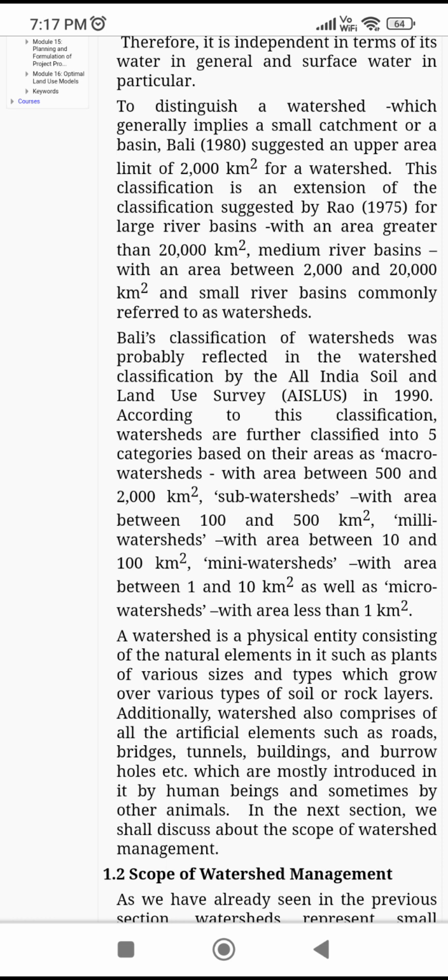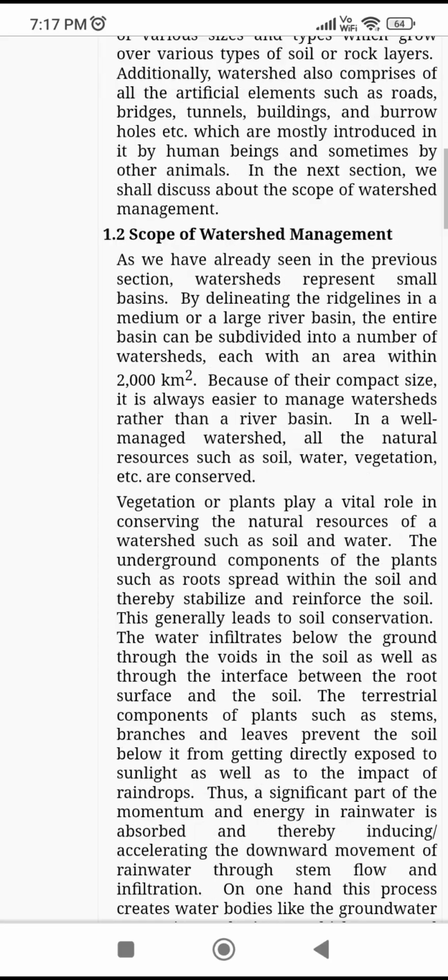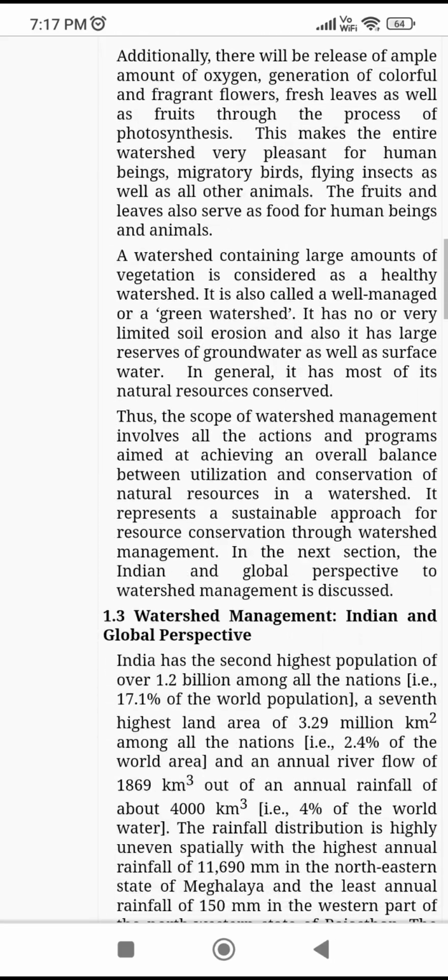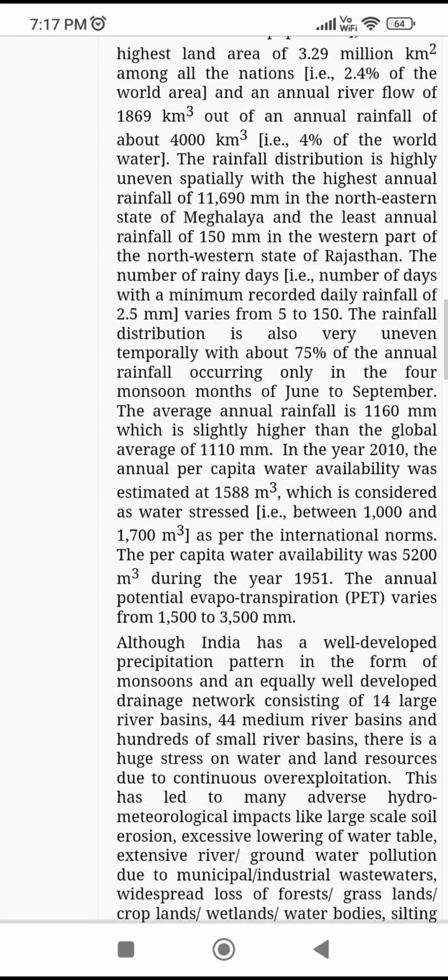First is macro watershed, the area of watershed lying between 500 square kilometer to 2000 square kilometer. Then sub watersheds, having area between 100 and 500 square kilometer. Milli watersheds with area between 10 and 100 square kilometer. Mini watershed with area between 1 and 10 square kilometer, and micro watershed with area less than 1 square kilometer. After that, you can go through the scope of watershed.